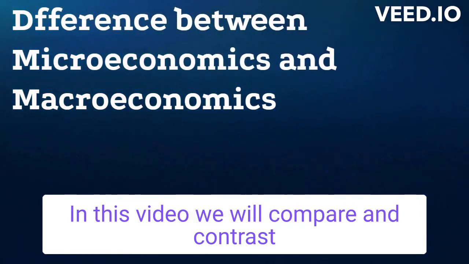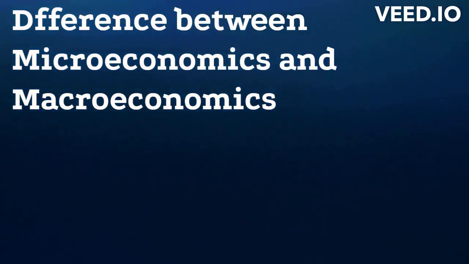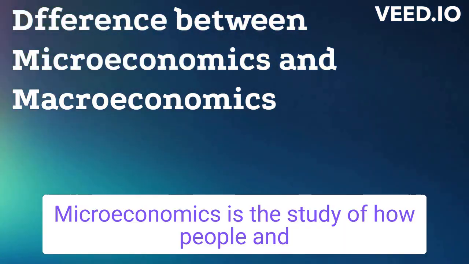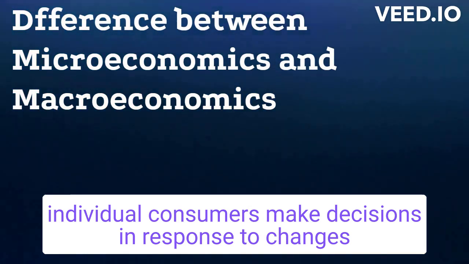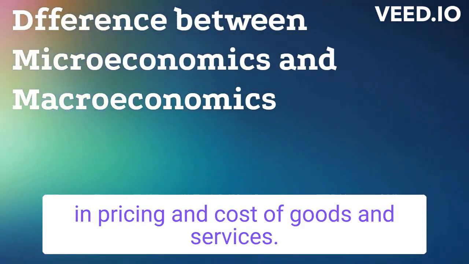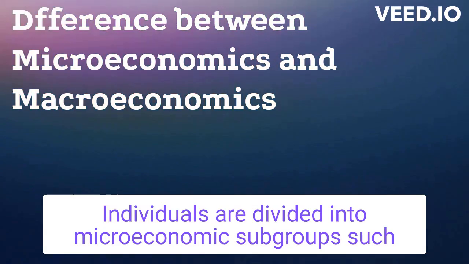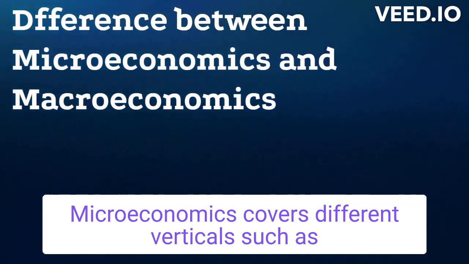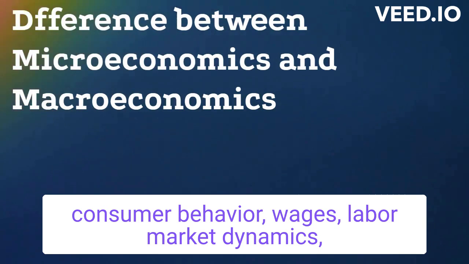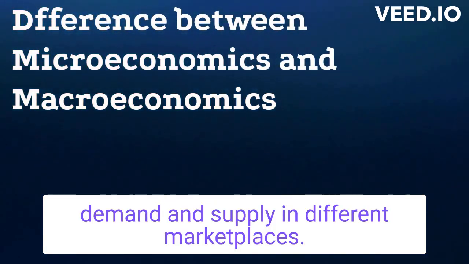In this video, we will compare and contrast the different features of microeconomics and macroeconomics and highlight the points that differentiate the two. So, what is microeconomics? Microeconomics is the study of how people and individual consumers make decisions in response to changes in pricing and cost of goods and services. Individuals are divided into microeconomic subgroups such as buyers, dealers, and company owners. Microeconomics covers different verticals such as consumer behavior, wages, labor market dynamics, demand and supply in different marketplaces.